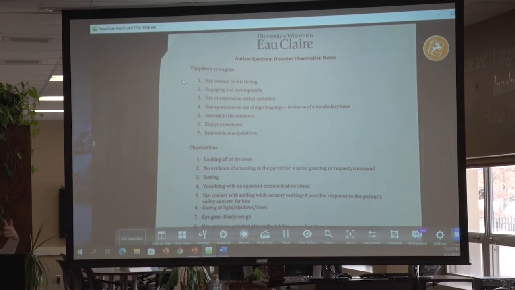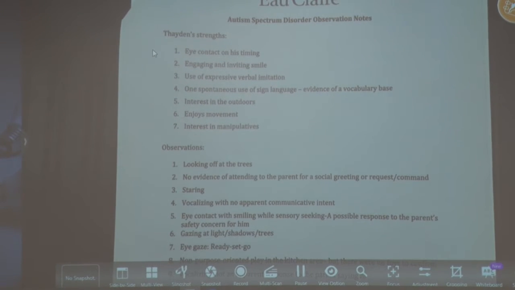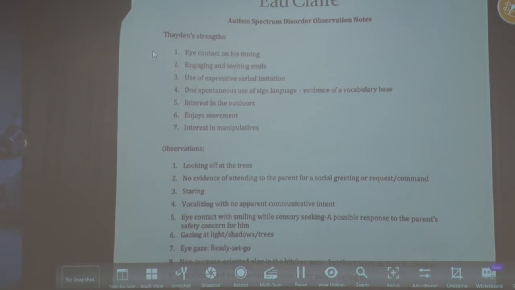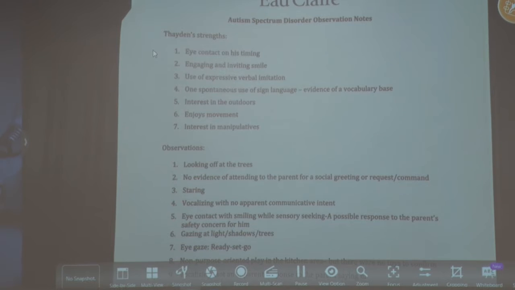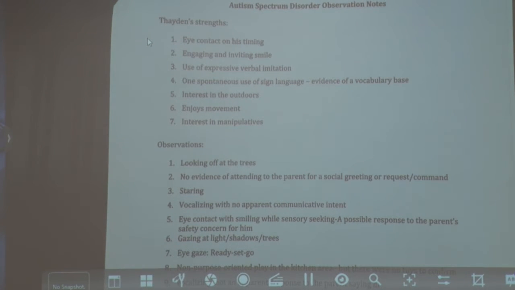We have strengths. He had eye contact on his timing. He had this engaging and inviting smile. He had this expressive verbal imitation. One spontaneous use of sign, evidence of maybe a deeper vocabulary base than what we might perceive. Interest in the outdoors. He likes movement. Interest in manipulatives. Okay, so we've got a number of strengths, which is great.